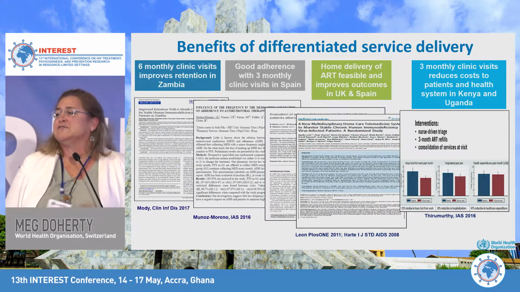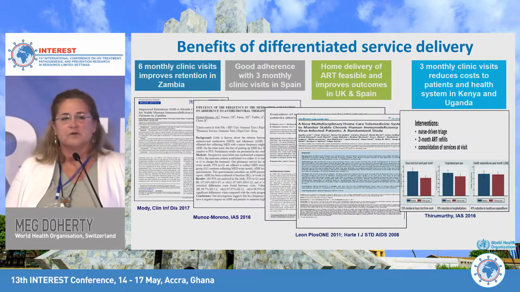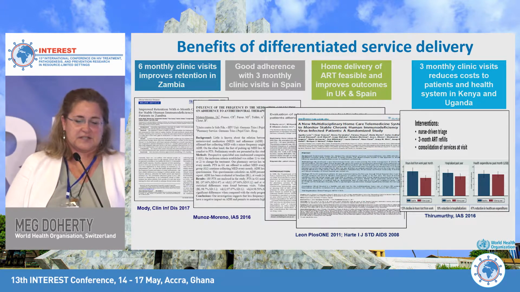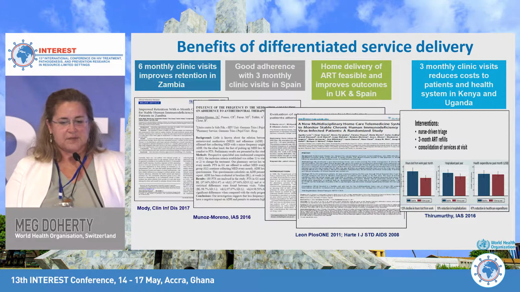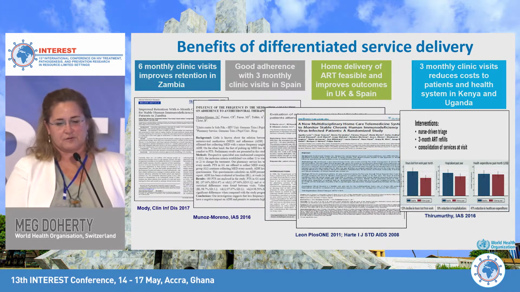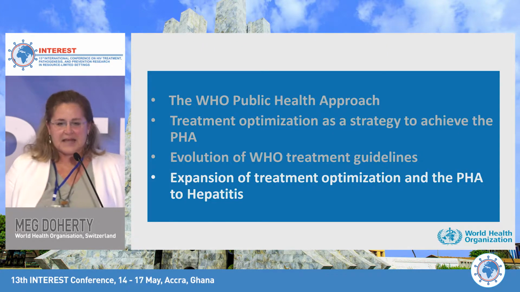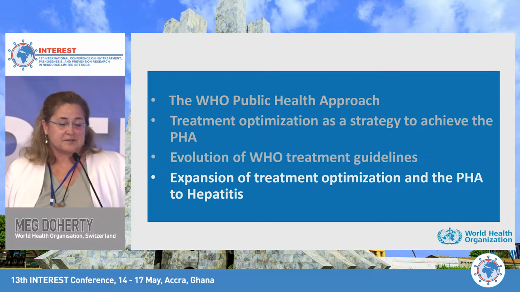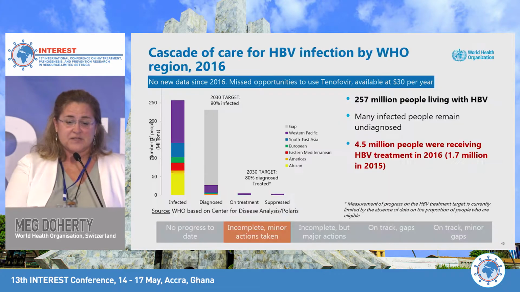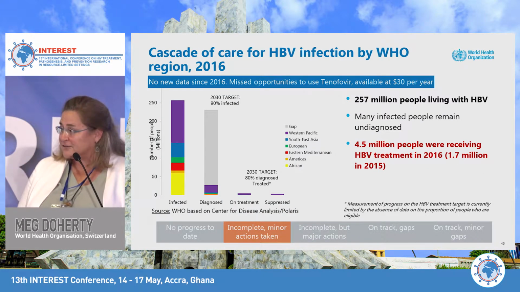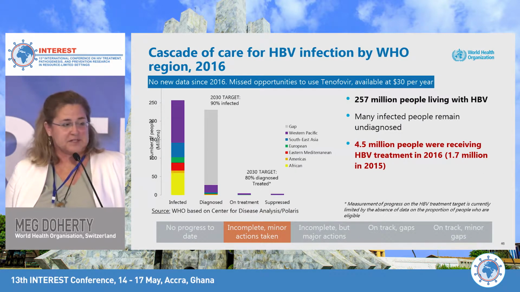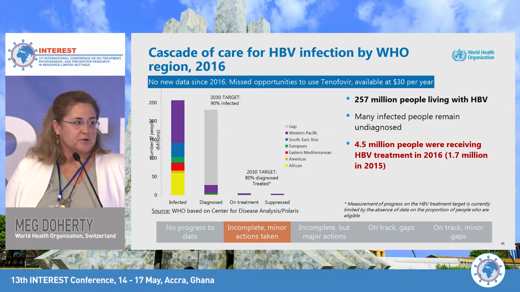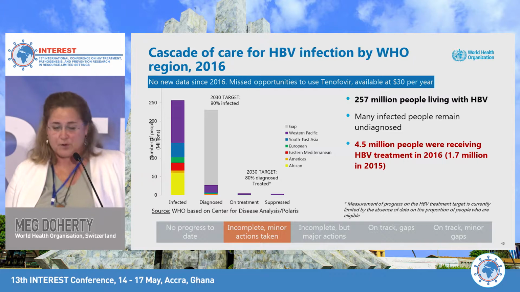Service delivery innovation, I think, has been going very well with multi-month scripting, with differentiated models, but I think we can also take that a bit further. Lastly, in my last few minutes, I just wanted to speak about expanding this into hepatitis. And I know this is important, especially in West Africa, where we have quite a bit of hepatitis B. And how we are addressing that in a public health approach, I think we can use the same approaches.